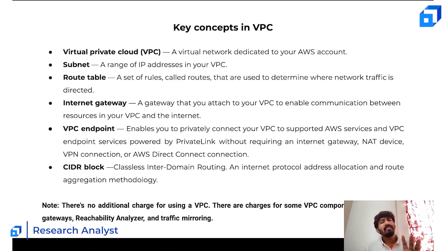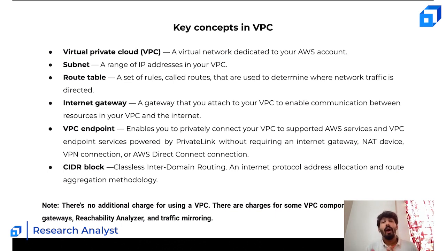Okay, so now let's look at the key concepts in VPC before we move on. First of all, VPC, Virtual Private Cloud, a virtual network dedicated to your AWS account. Again, it's dedicated to your AWS account, and also it will be dedicated to a particular region. There are many regions in AWS which you can choose from. Under each region, there would be a default VPC available, and then you can create more VPCs. About that we'll see later in the session. It is basically dedicated to your AWS account. It is not shared with anybody else.